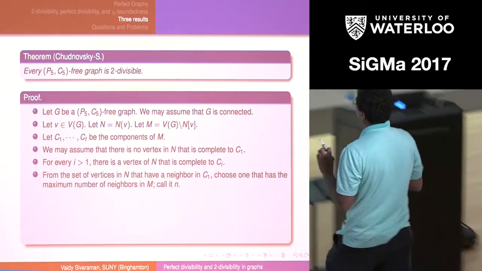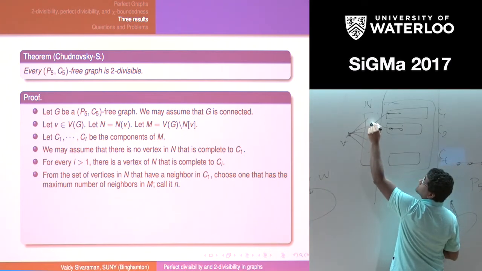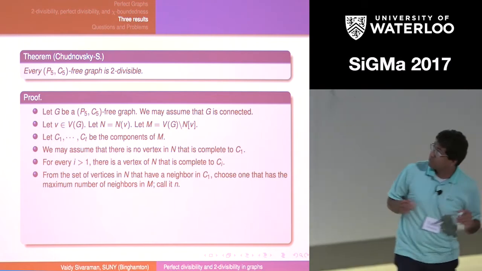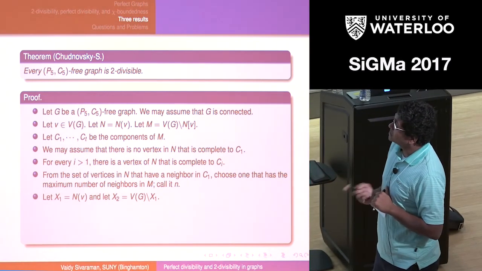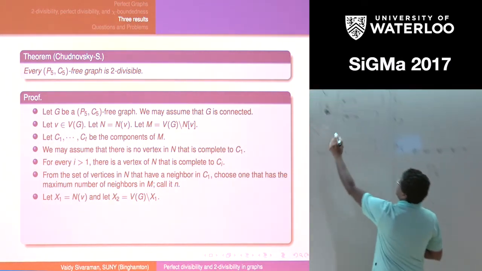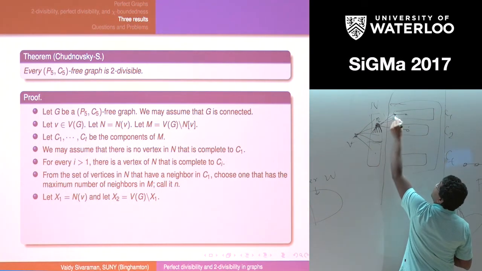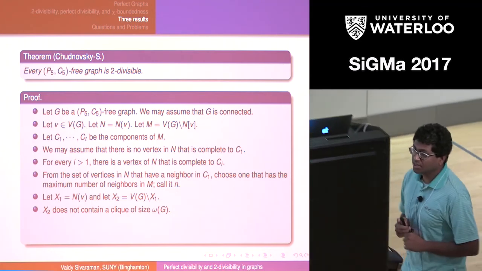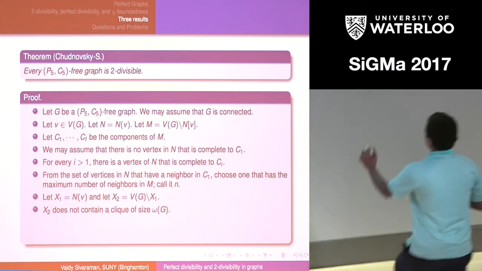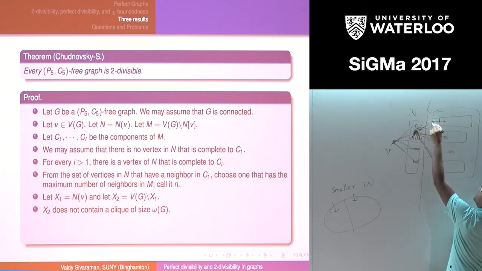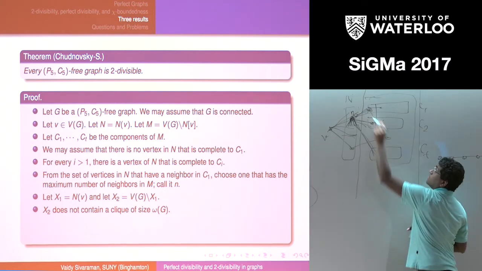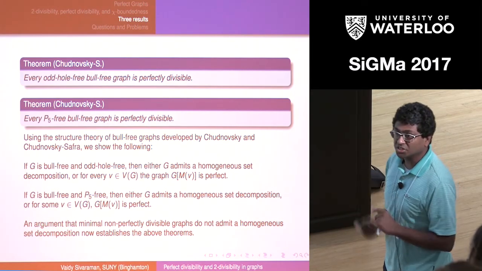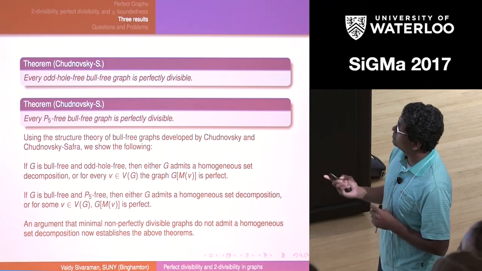Okay, here's the main point. From all these vertices, choose a vertex, call it N, which is adjacent to somebody in C1 and has the maximum number of neighbors in M. And what happens is that we get the partition. You take the neighbors of N, and N could have neighbors here. You check that the partition works, that X2 doesn't contain a clique of size omega. What would happen is that you get something like 1, 2, 3. You cannot have a configuration like this because no matter what happens here, you either get a P5 or a C5. Okay, so that's kind of the proof. The other part, as I mentioned, involves the structure theory of Chudnovsky and Safra. So let me not dwell on that.